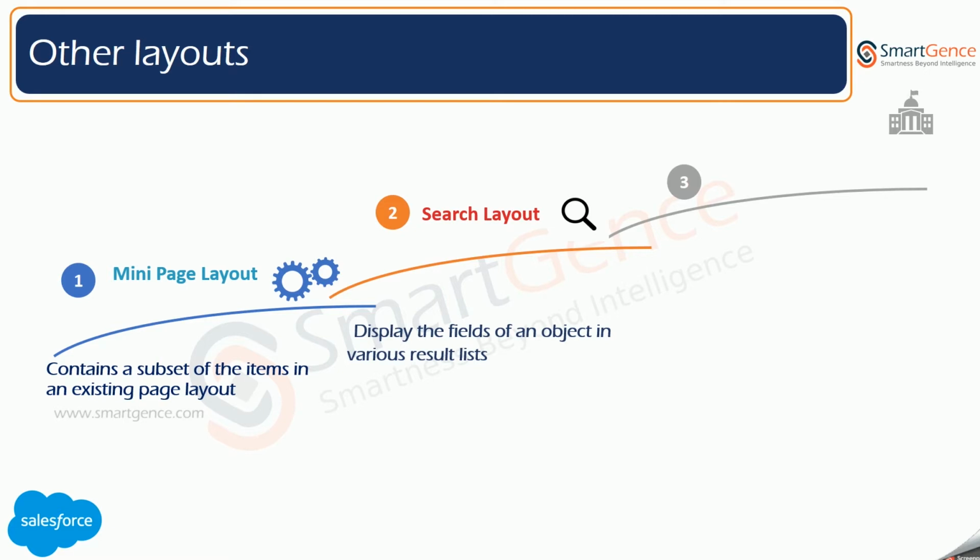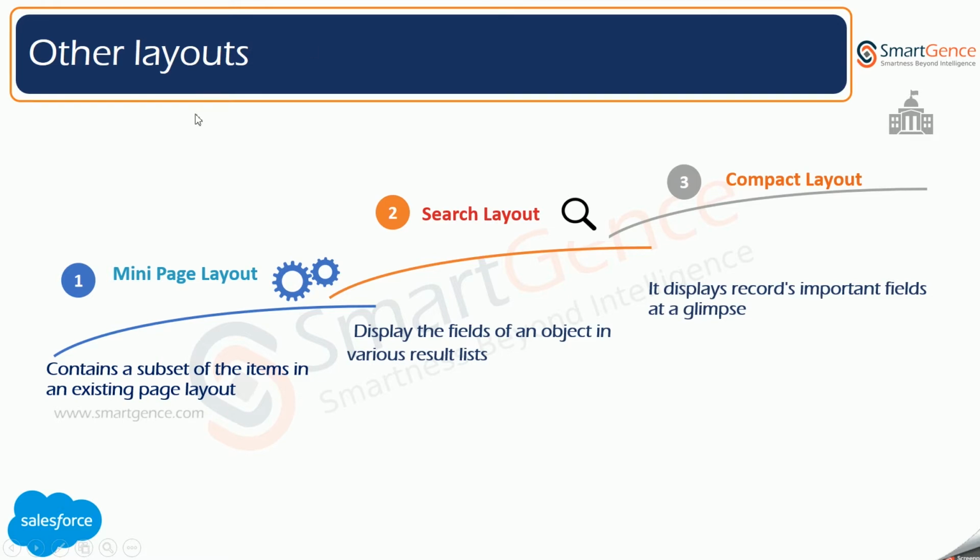So we can also define what information is to be shown in the search page. Then finally, a compact page layout. The compact page layout is basically, when we open a particular record, we have this highlight pane at the top. So we can even, for example, we have this topic light, other layouts.